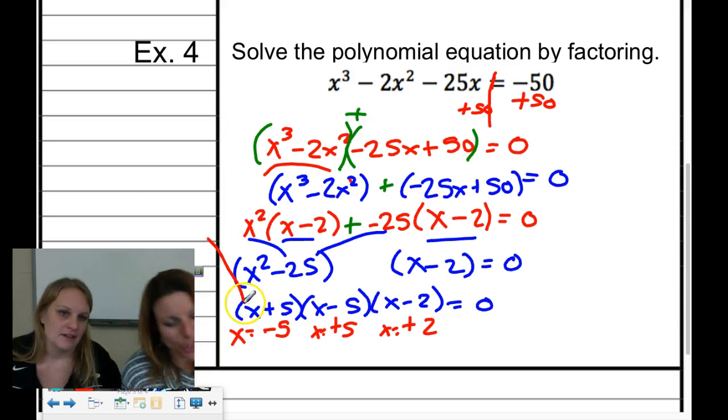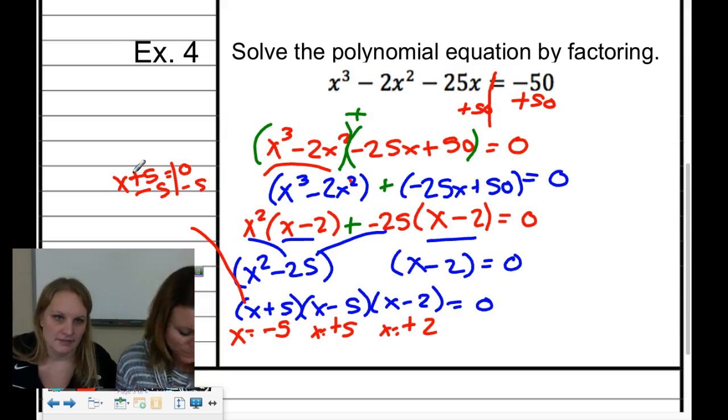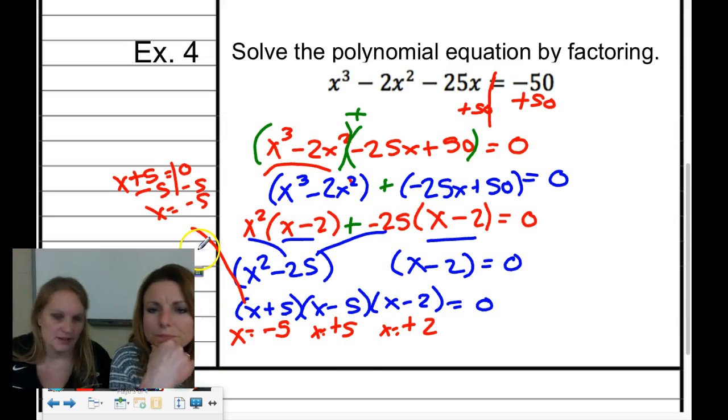So, yeah, they should know that if x plus 5 equaled 0, I'd subtract 5, and x would equal -5. That's how I got that. That's exactly how I did the problem.